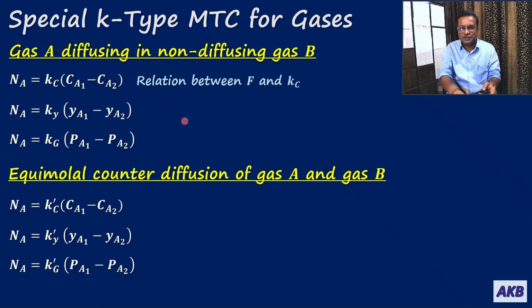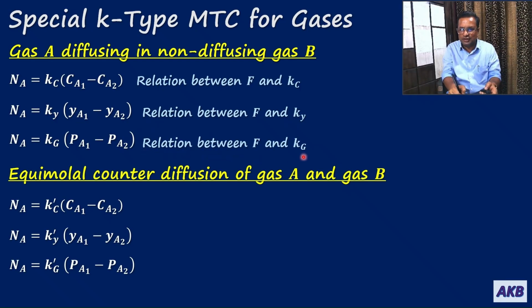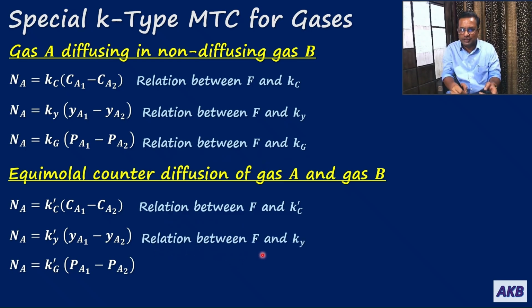Okay, before that, let me tell you, at the end, we will be getting relation between F and Kc. We will be getting relation between F and Ky. Then we will be getting relation between F and Kg. We will be getting relation between F and Kc dash. We will be getting relation between F and K dash Y. And we will also be getting relation between F and K dash G.